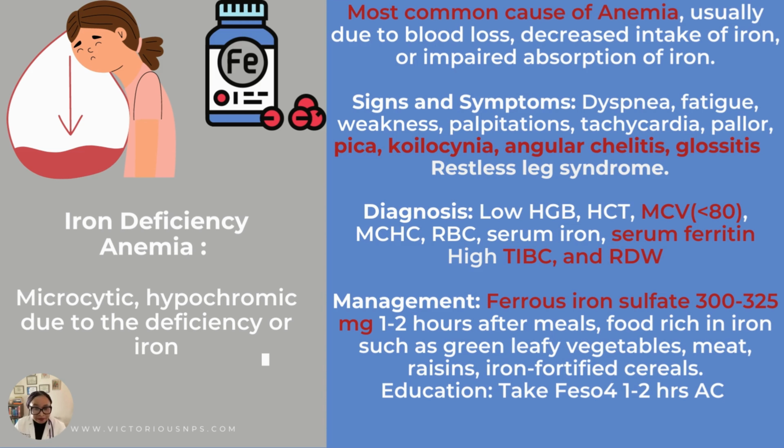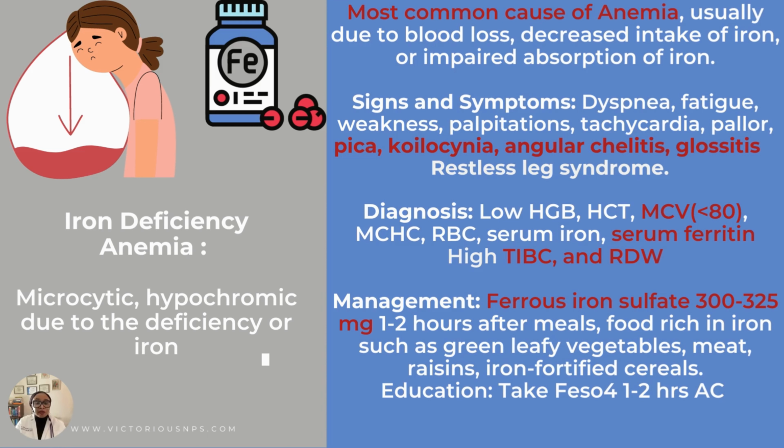Then you're going to see in iron deficiency anemia your RDW, which measures the variability of your cells, will be high, because as your hemoglobin becomes lower and lower, you start making smaller and smaller cells. As you make smaller cells, the variability will start increasing. So your RDW will be elevated.